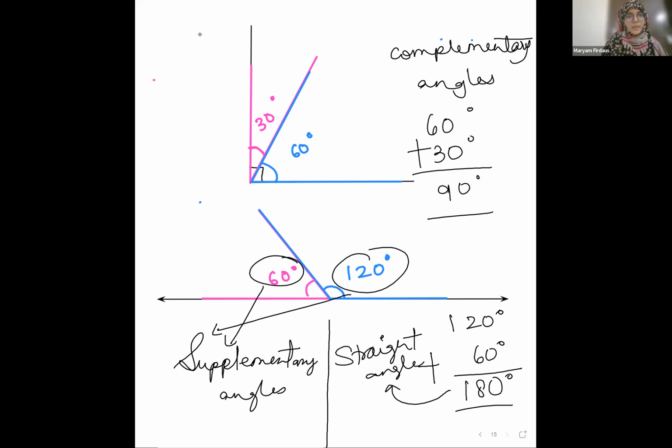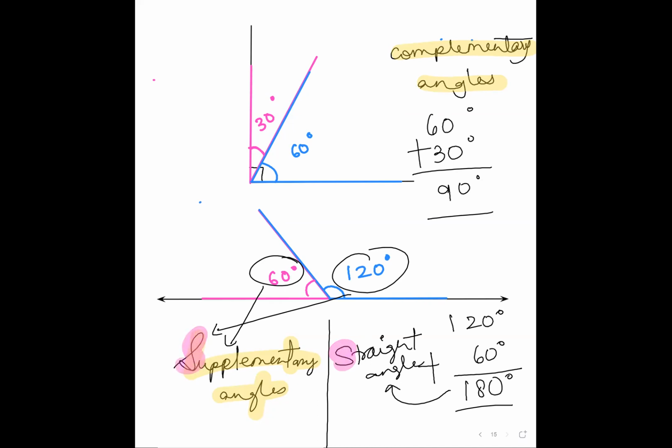Now what happens, Hiba, is that many a times students get confused between complementary angles and supplementary angles. Sometimes they get confused whether supplementary angles add up to 90 or complementary angles add up to 90. So there's a trick to remember this: you can see the S over here, S for straight and S for supplementary. Is that okay? Yes.